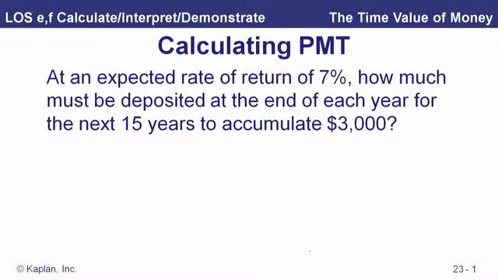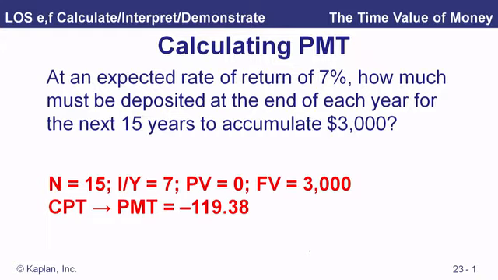Well, we can also use those time value of money keys to calculate any of the five, right? Because we've got N, we've got our interest rate, I over Y, we've got future value, present value, and we've got our payment. So here we're going to put in 4 of those and calculate the payment. We have an expected rate of return of 7%. How much must be deposited at the end of each year for the next 15 years to accumulate $3,000?